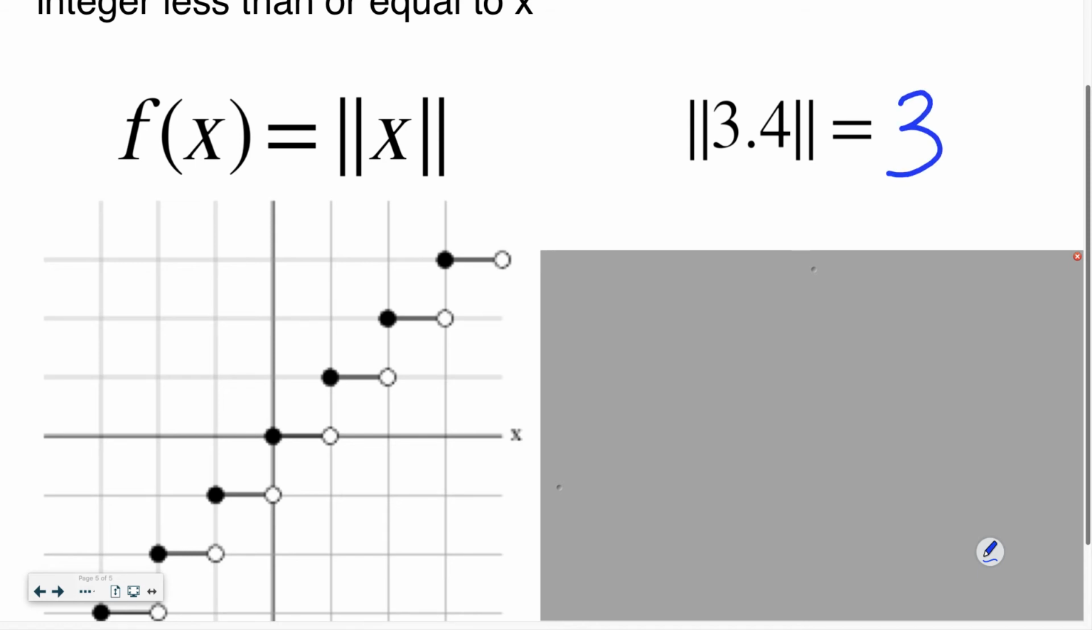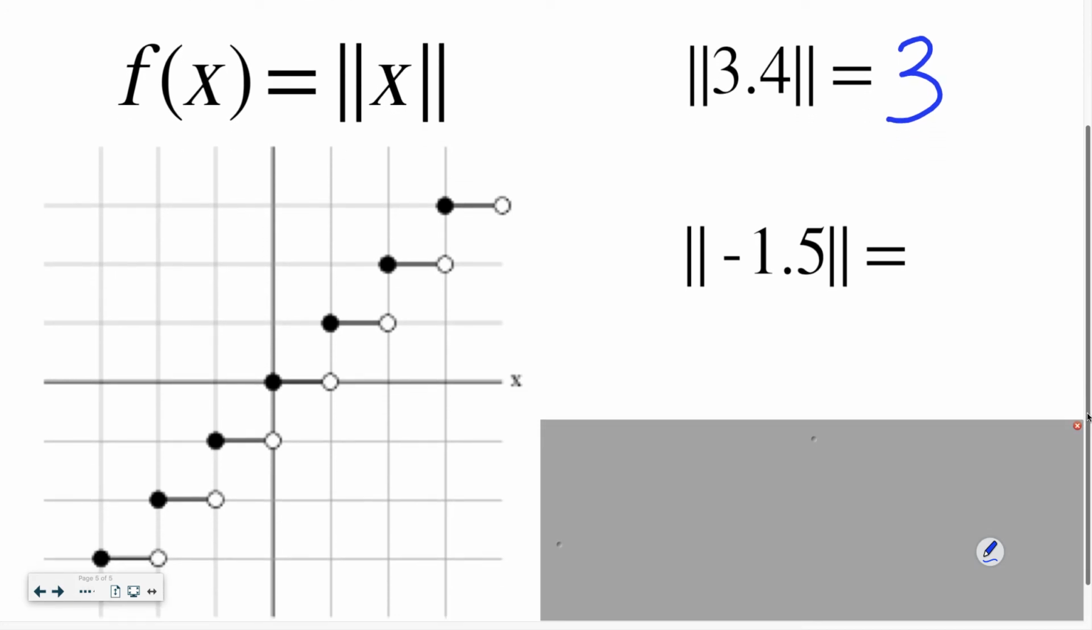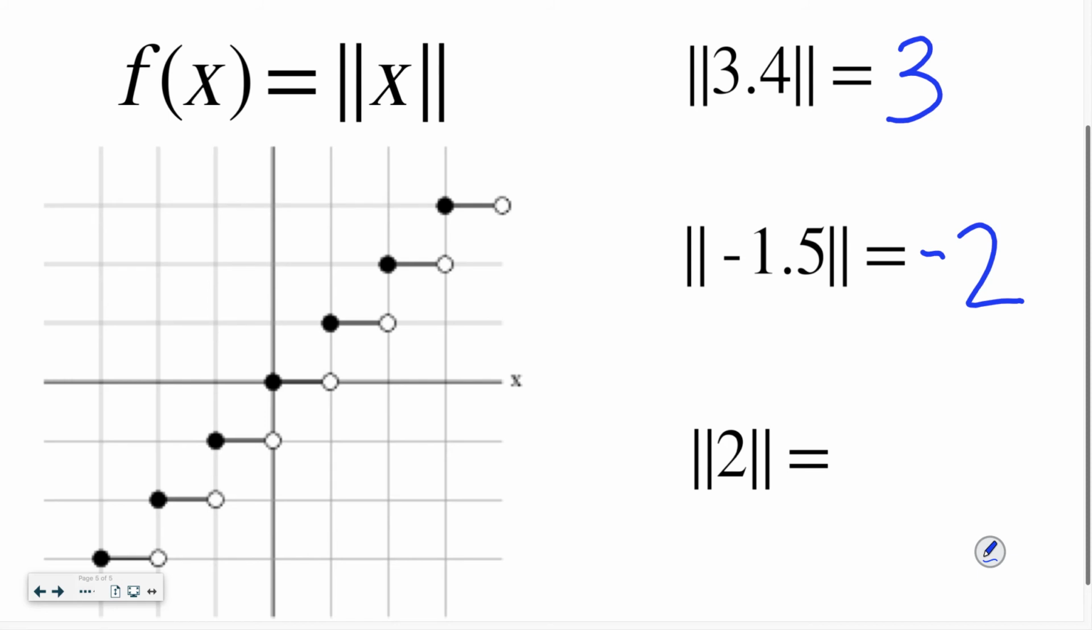Some people might call this the floor function. We're always going to round down to the nearest integer. Careful. Negative 1.5. The greatest integer less than or equal to negative 1.5. Negative 2. We're rounding down to the nearest integer, and with negatives, we have to go down. What about the greatest integer of 2? It's 2. When it's an integer, it gets to stay the same.